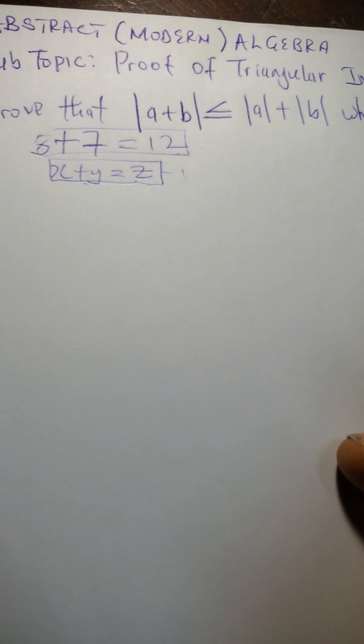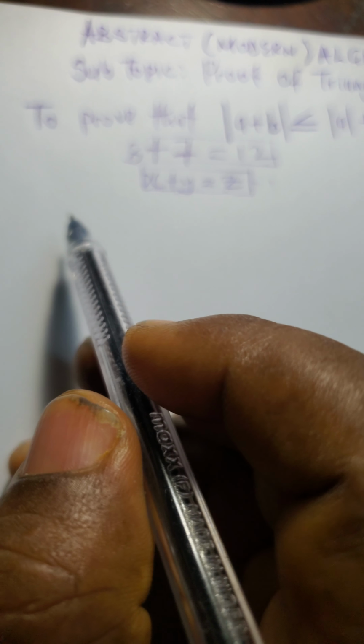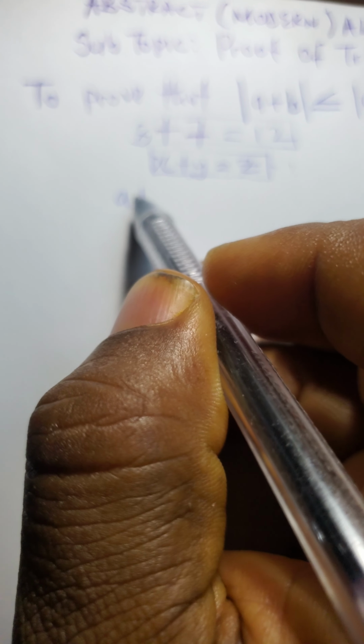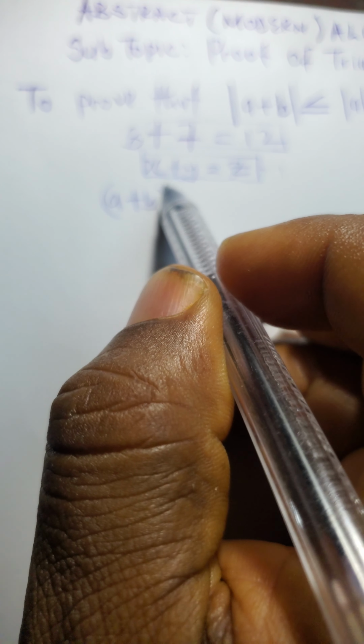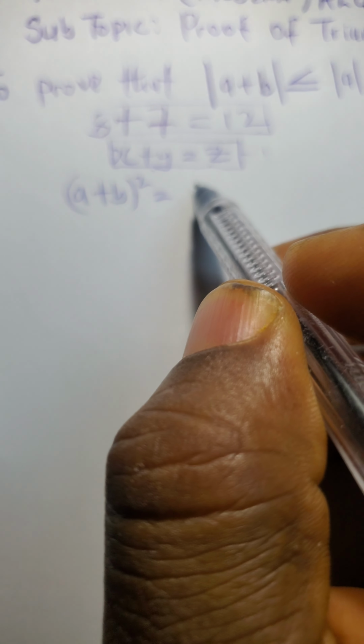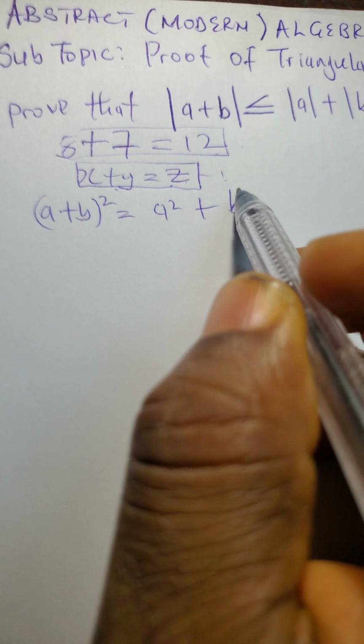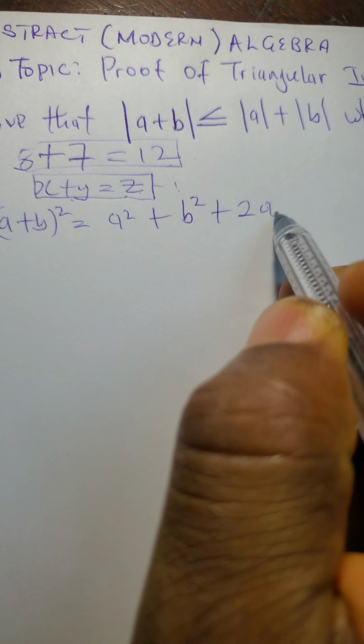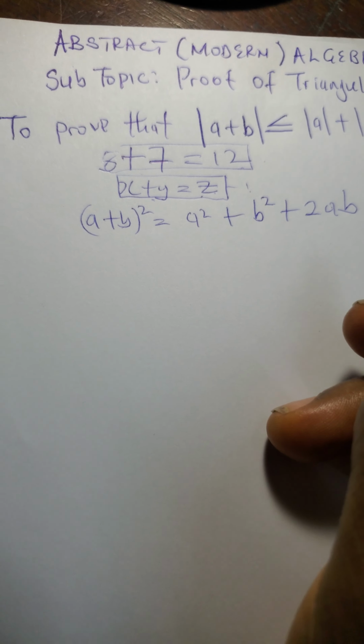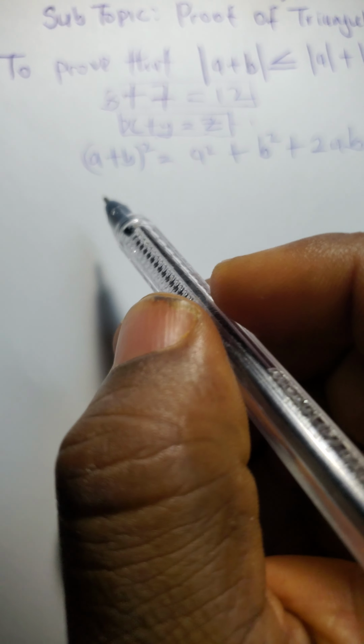So now, how do we prove it? We can use algebraic squares. We start with a plus b raised to power 2. We know that if we expand this, we are going to have something like a square plus b square plus 2ab.